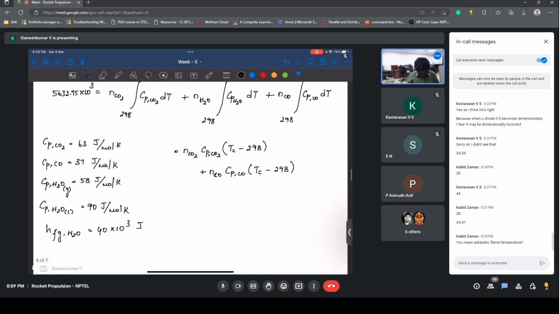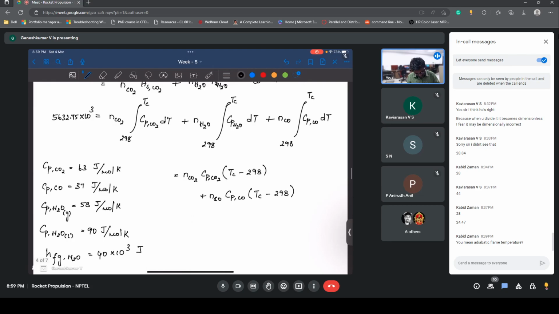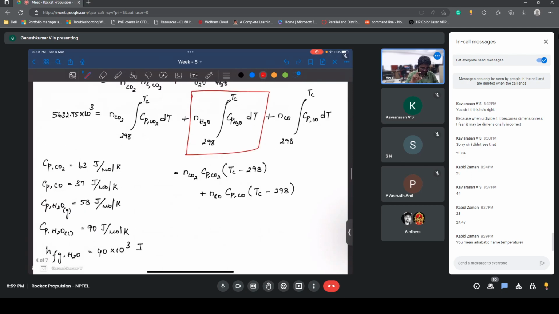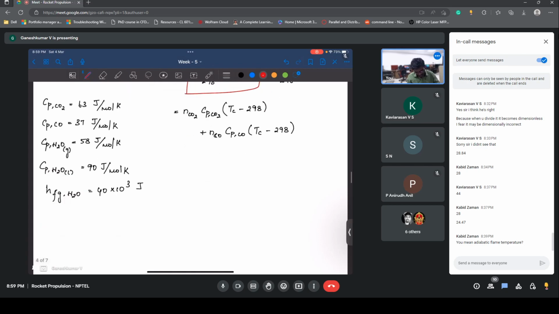So let me quickly complete this. You should take this one a little carefully, because you cannot raise the temperature continuously from 298 to Tc. You need to go step by step. N of H2O times the integral of Cp of H2O. Initially it will be liquid from 298 to 100 degrees Celsius, that is 373, times dT. Let's write the moles outside, the moles are going to remain the same within this.